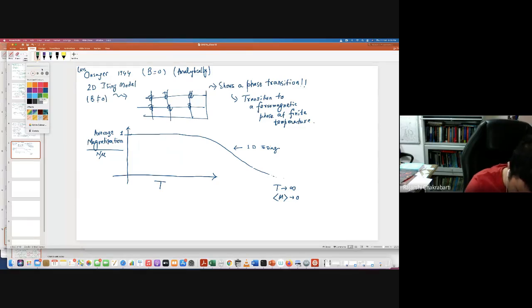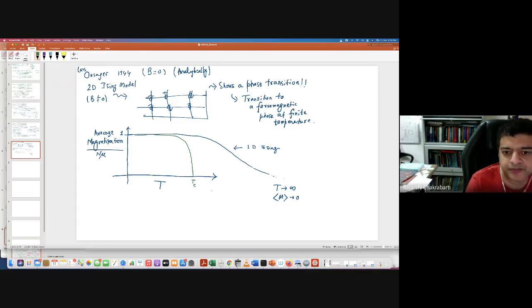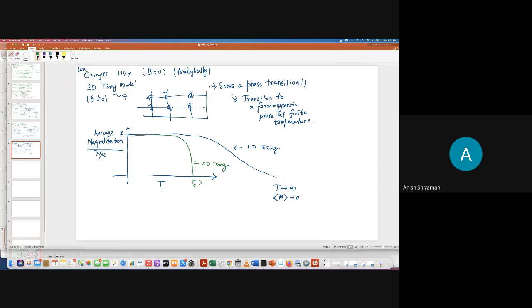And with this model, the 2D Ising model, what do you expect? Maybe it will go like this. But you understand, this is a critical temperature. Is this clear, Anish? Yes, sir.